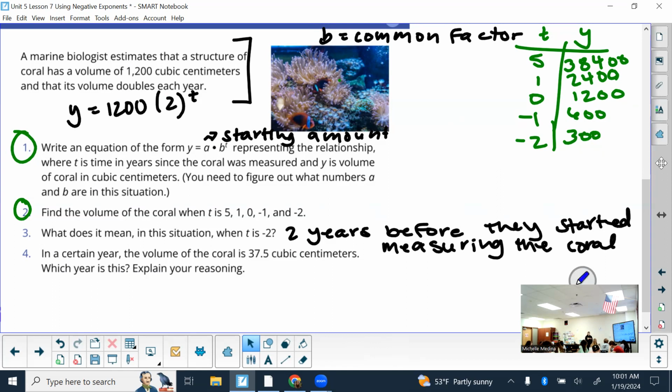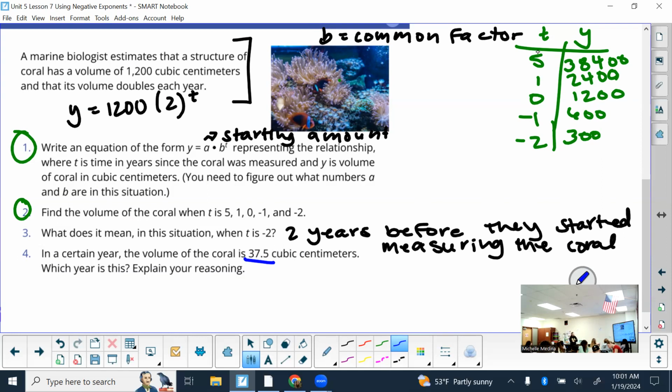Now, we have a few options. But one of the options I don't think you'll do until you get to Algebra 3-4, because I've not taught you logarithms and I don't need to teach you logarithms. You could try plugging this in for y and solving for t, but you won't really know how to do that. So what I would recommend is continue the pattern until you find what year it should be. So we want to find when it's 37.5. So should I add numbers that are greater than 5 or smaller than -2?